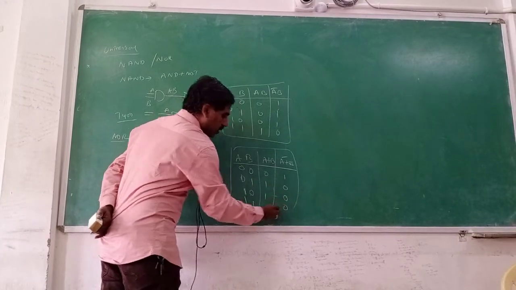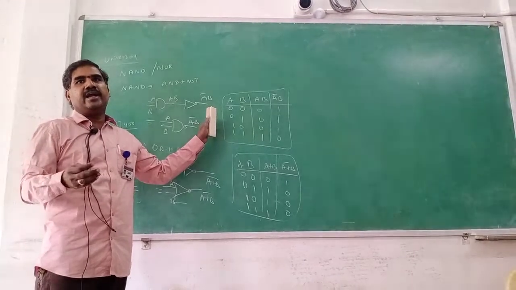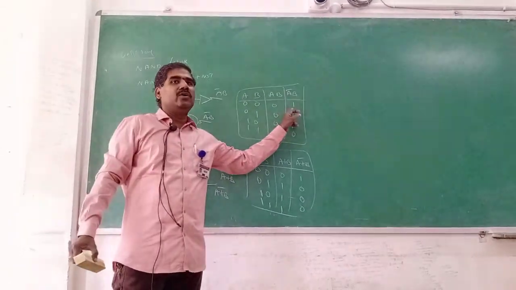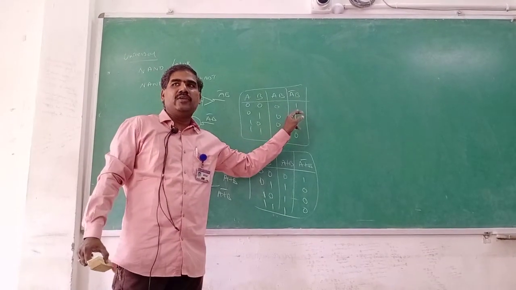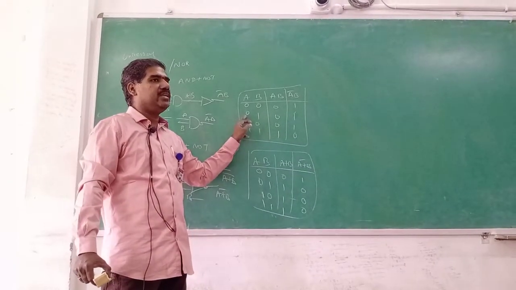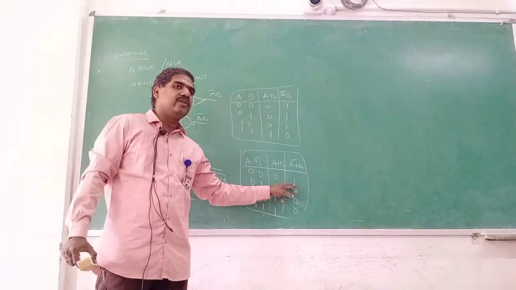For the NAND gate, you can write a definition as: it is a logic circuit in which output is high when both inputs are low. It is a logic circuit in which output is high when any one of the inputs is low or high. Again, for NOR gate, it is a logic circuit in which output is high when both inputs are low.